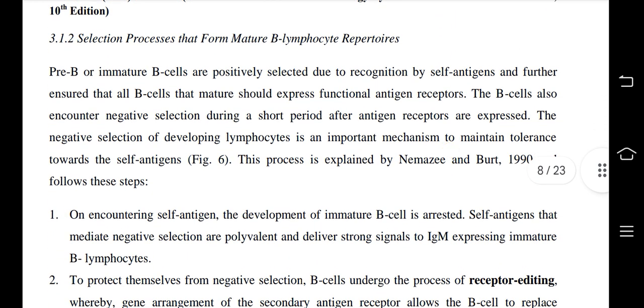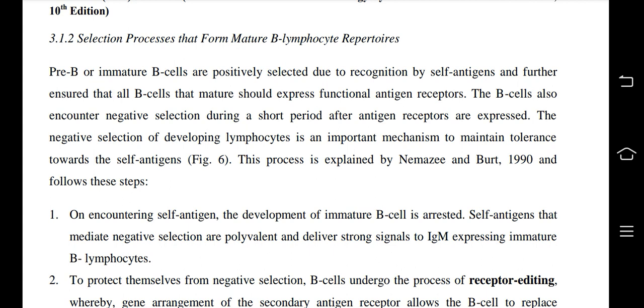Selection process that forms mature B lymphocyte repertoires. Pre-B or immature B cells are positively selected, and it is further ensured that all B cells that mature should express functional antigen receptors. The B cells also encounter negative selection during the short period after antigen receptors are expressed. The negative selection of developing lymphocytes is an important mechanism to maintain tolerance towards self-antigens.